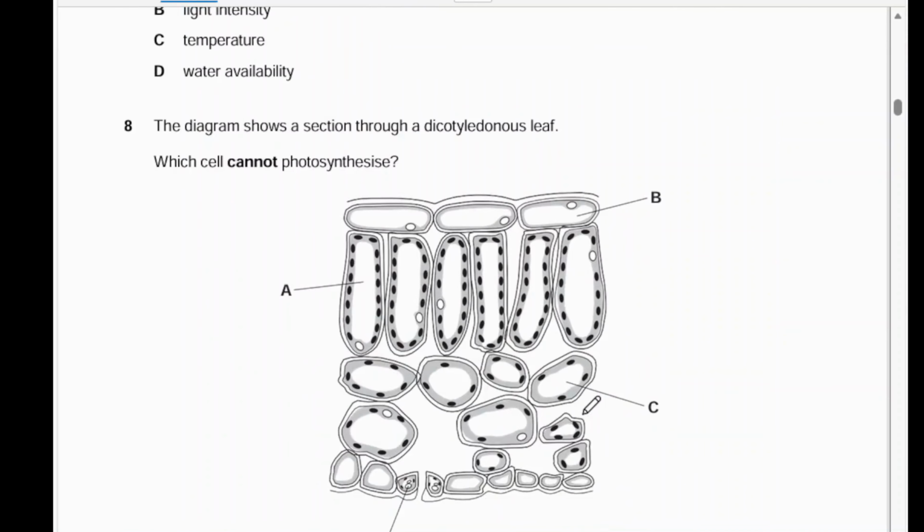The diagram shows a section through a dicotyledon leaf. Which cells cannot photosynthesize? B. These are epidermal cells. They do not have chloroplasts. Why? Correct. And what is the characteristic of C? Like, what is the adaptation of C?